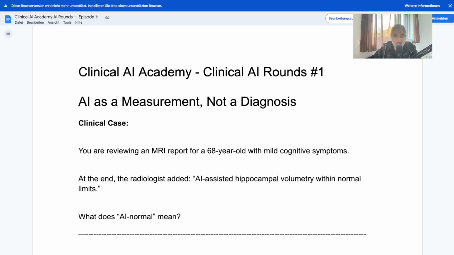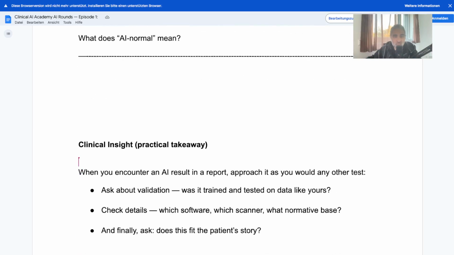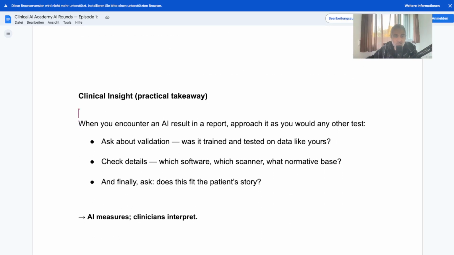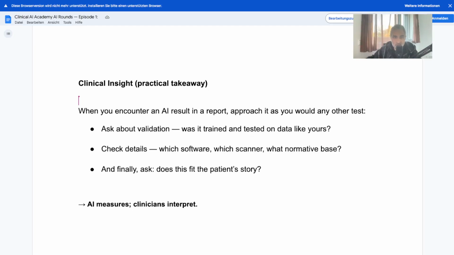So that is the case for today, and the takeaway from this is the following. When you encounter an AI result in a report, I think it's wise to approach it as you would approach any other test that you have for your patients.